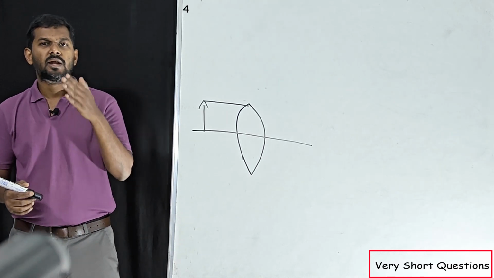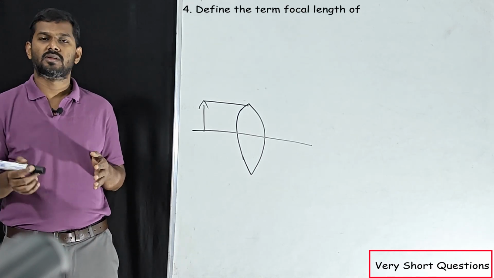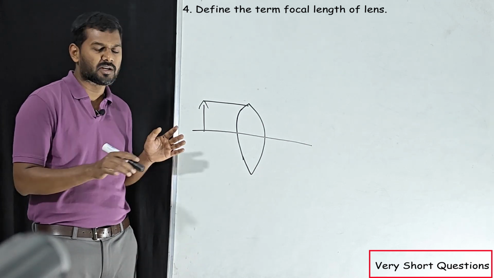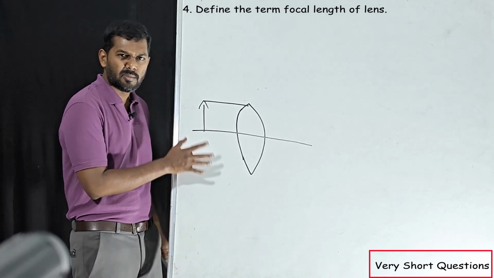Our next question, define the term focal length of a lens. That's a very simple question. This is what we have learnt in the concept video. Listen, I'll explain it to you with the diagram.